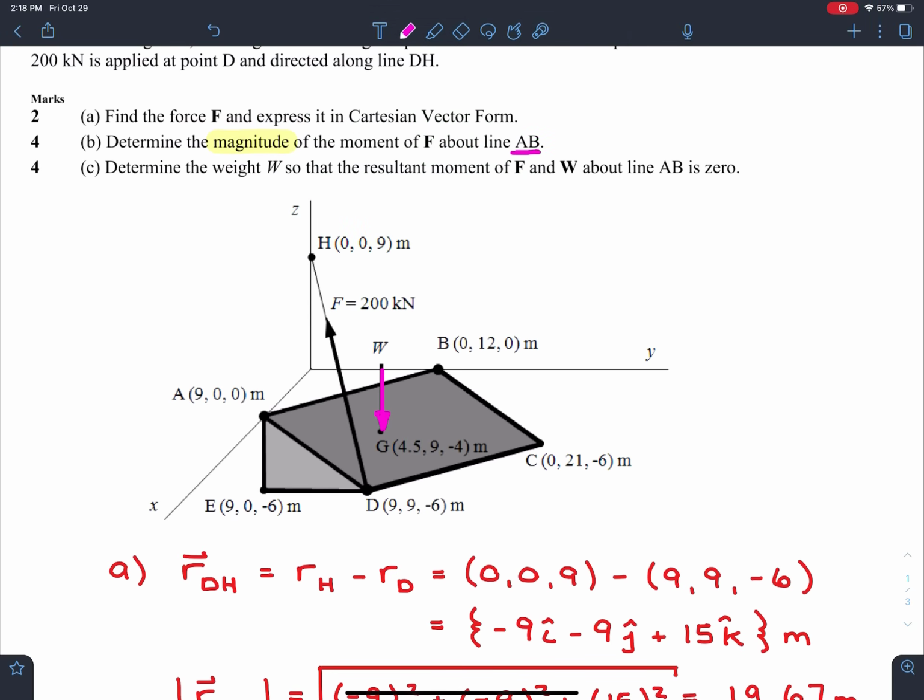Just make it really simple so that we're not getting things mixed up. So when we have a weight force, we know that it's just purely going downwards. So my vector would be something like 0i plus 0j minus W in the k direction.